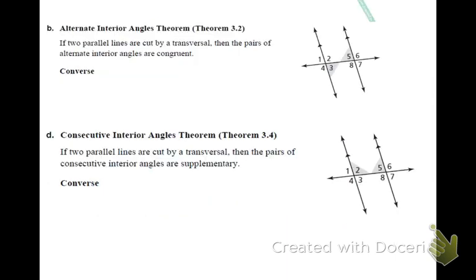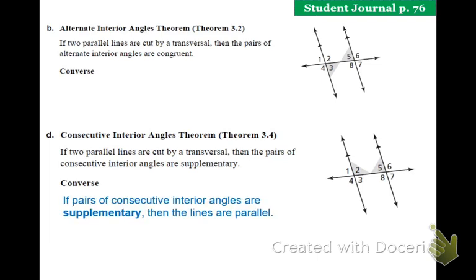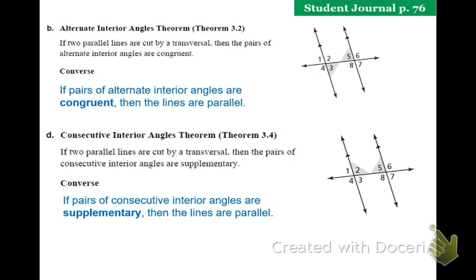All right, next one, alternate interior angles will go in your box. It used to be if two parallel lines are cut by a transversal, then the pairs of alternate interior angles are congruent. The converse would be, if the pairs of alternate interior angles are congruent, then the lines are parallel. And then you see your last one, consecutive interior angles. If pairs of consecutive interior angles are supplementary, then the lines are parallel.